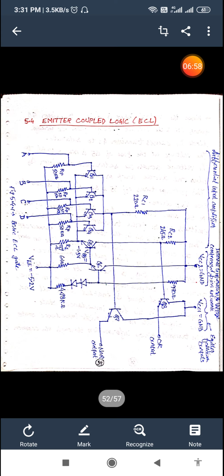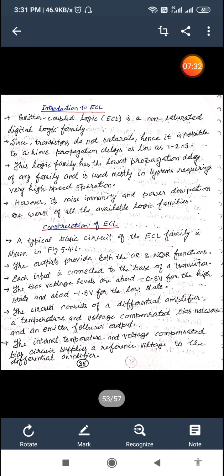From this figure we can say RC2 draws current through Q5 that results in a voltage drop of about 1 volt, making the OR output 1 VBE drop below this at minus 1.8 volt or the low level. The current in RC1 is negligible and the NOR output is 1 VBE drop below ground at minus 0.8 volt or at the high level. So, this analysis verifies the OR and NOR operations of the circuit. Whatever I have discussed is written in these notes. So, just go through this.